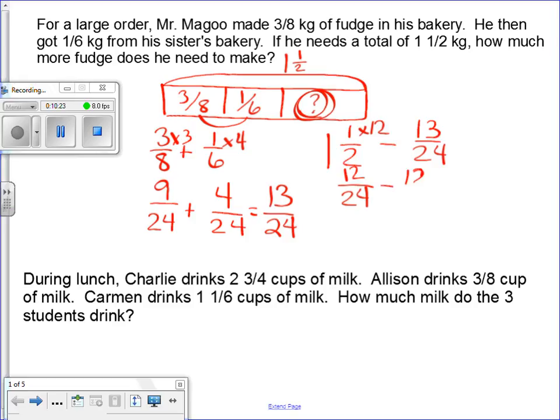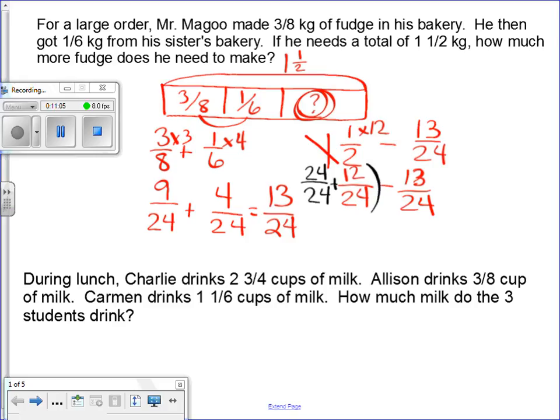So, 12 minus 13. You cannot subtract 12 minus 13. It cannot happen. So you have to bring down your one and make that two. This one comes down, and it has to slice up that pizza. So it has to be a whole. It has to become 24.